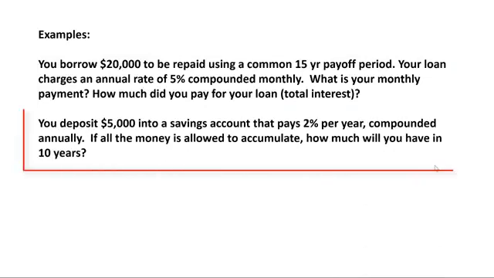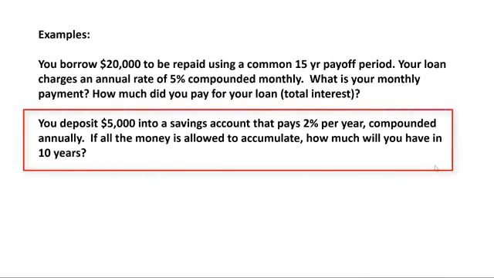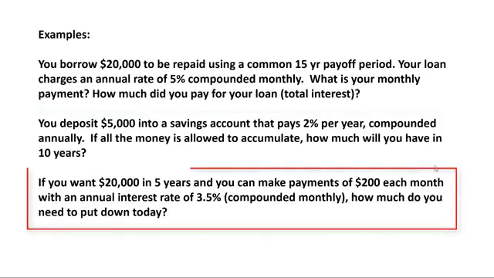Maybe you deposit $5,000 into a savings account. It pays 2% per year, compounded annually. If all of the money is allowed to accumulate, how much will you have in 10 years? And the last one, if you want $20,000 in 5 years and you can make payments of $200 each month, with an annual interest rate of 3.5%, how much do you need to put down today?